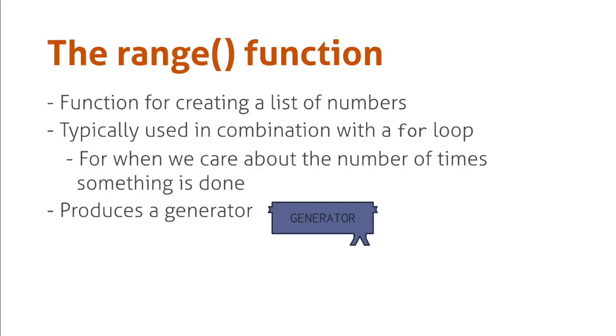The range function is a function that's useful for creating a list of numbers with an arbitrary length. It's typically used in combination with a for loop when we want to perform some action a number of times. Now, the range function produces something called a generator, which I won't go into here, but there's a brief explainer video on what this means.